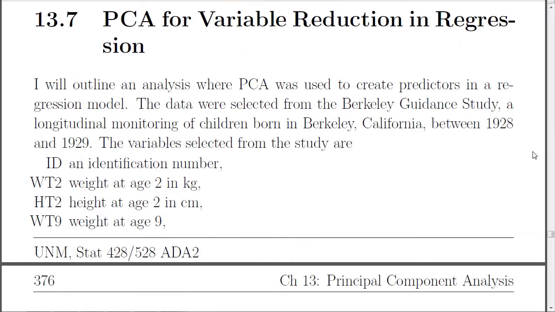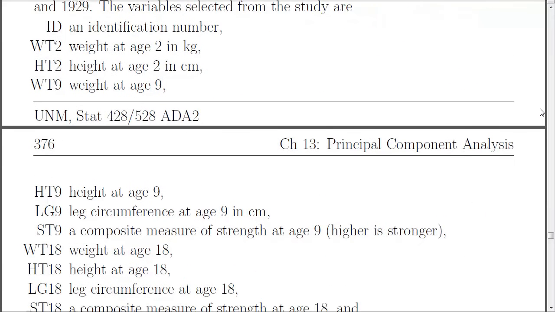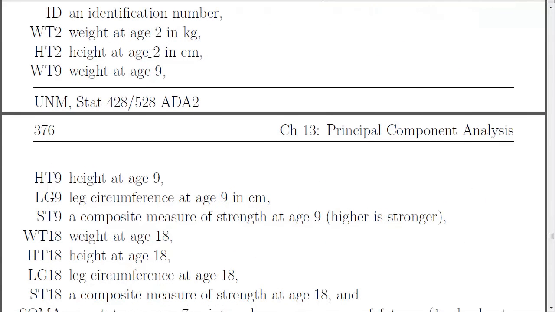So let's go back to 1928 and 29 in Berkeley, California, when the Berkeley Guidance Study was monitoring children who were born there. This is actually a longitudinal study, so a set of children were measured at age 2, at age 9, and at age 18. And different measurements were taken of them at those different times.